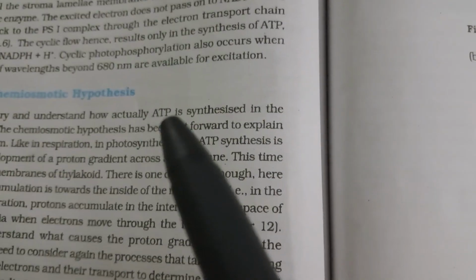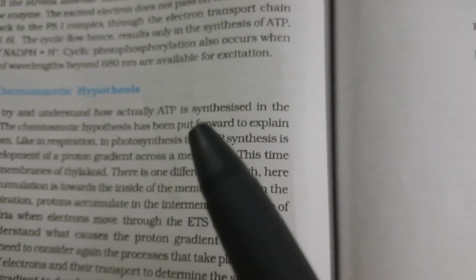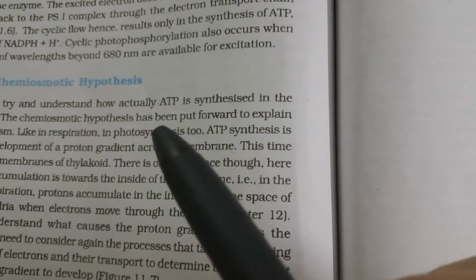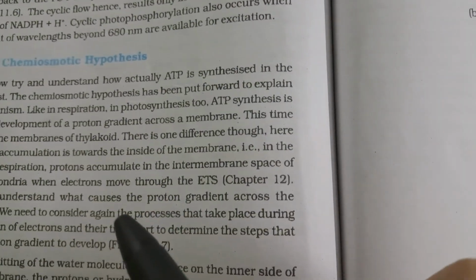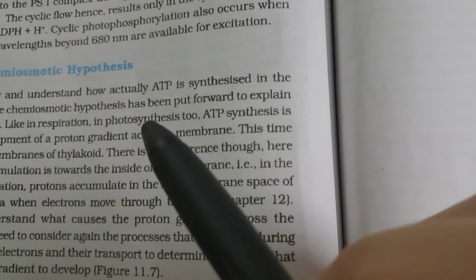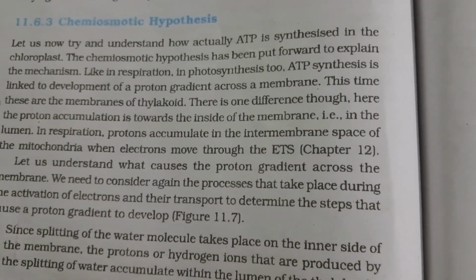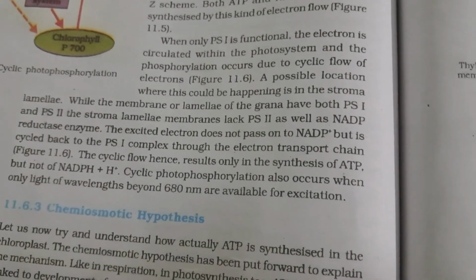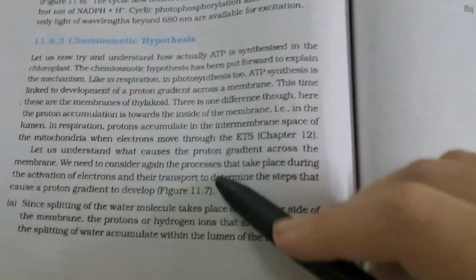The third point of differentiation is the product. Non-cyclic photophosphorylation products are ATP and NADPH, but the cyclic photophosphorylation product is only and only ATP. Cyclic phosphorylation takes place just to increase the efficiency of photosynthesis, in a way helping the non-cyclic phosphorylation with the extra ATP required for photosynthesis. So I end this here, and the next part is the chemiosmotic hypothesis, very very important.